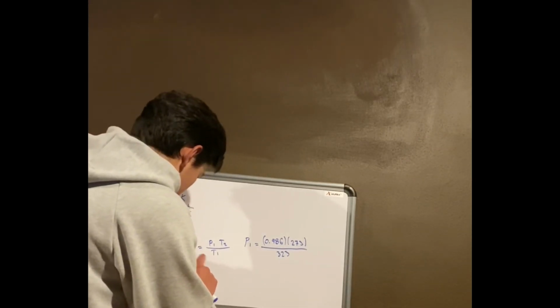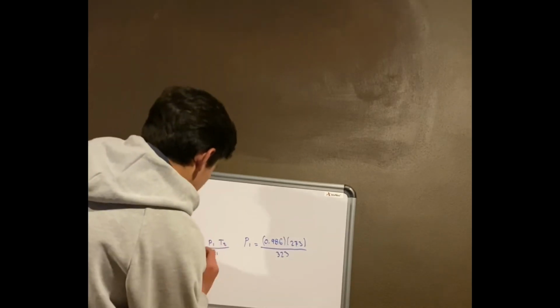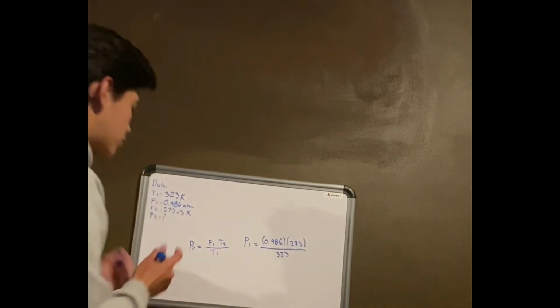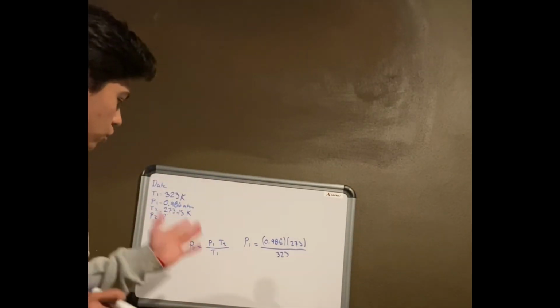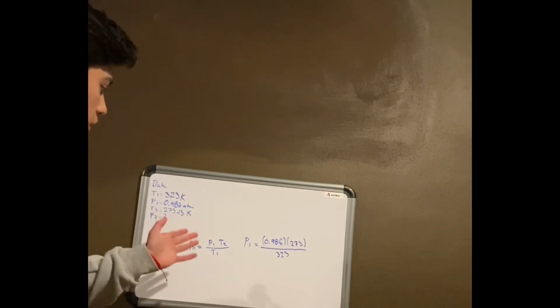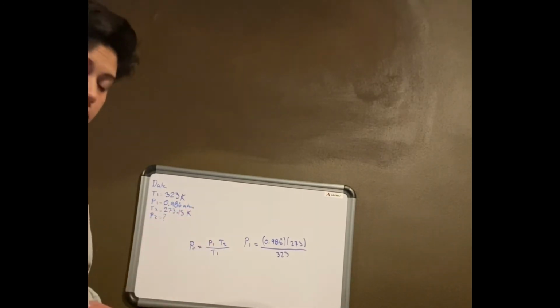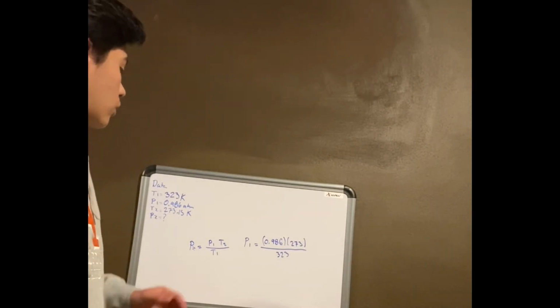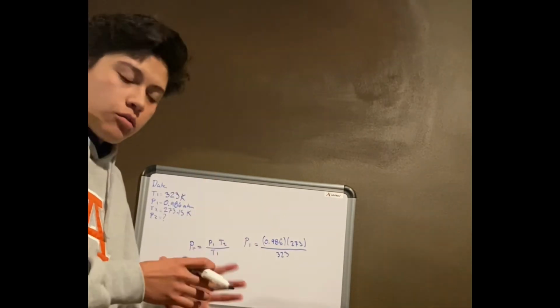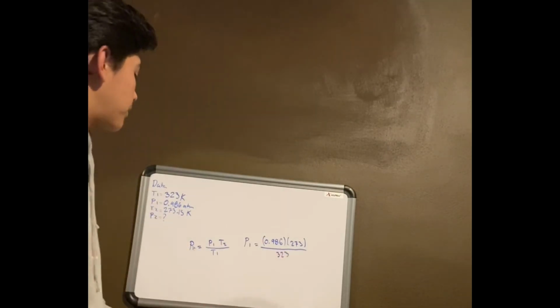Sorry, I was wrong right here. Which one is it? Pressure 2 equals pressure 1 times temperature 2 divided by temperature 1. And with the numbers, it is the following.